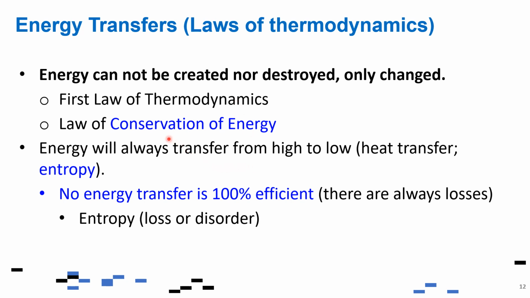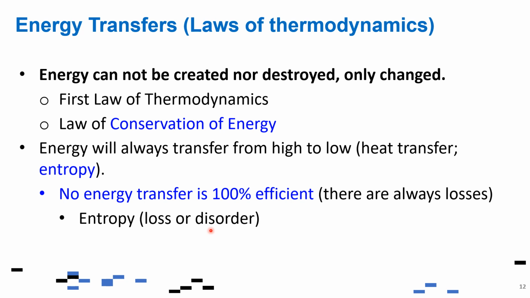The second law of thermodynamics, and I think it's very important as well, is that energy will always transfer from high to low, like any heat transfer, from high temperature to low temperature. And the one word definition of the second law of thermodynamics is entropy. There's always losses. Okay, there's no 100% highly efficient. There's always losses along the way. So no energy transfer is 100% efficient. Entropy is basically the loss or disorder.